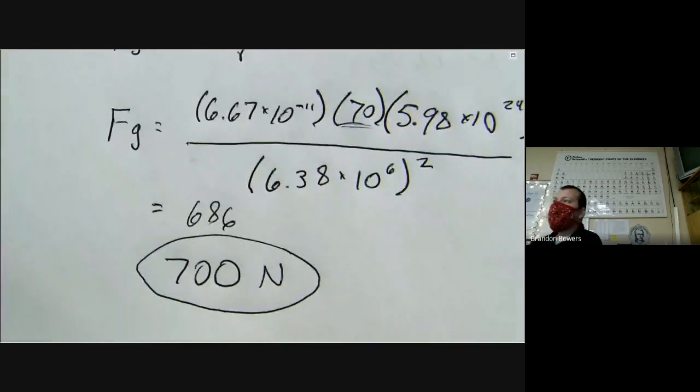Now, ladies and gents, real quick, one thing I want to point out: if you're on Earth, could we just have done 9.8 times the person's mass? On Earth, yeah, we could. What's 9.8 times 70? 686. So on Earth, we can do that. It depends on the altitude. If you're at sea level, that's true.